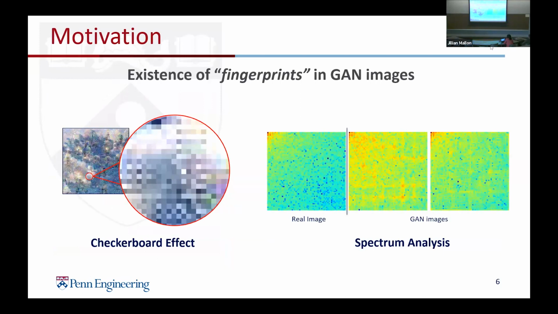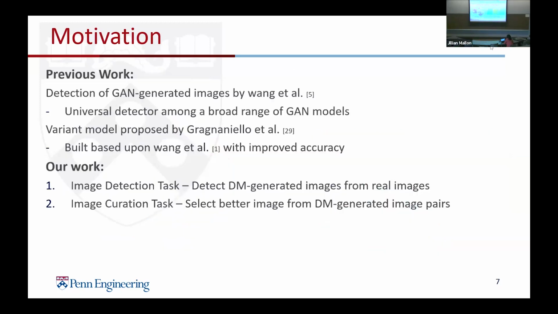And one of the well-known examples is called the checkerboard effect, which is shown on the left. So as you can observe, if we zoom in to part of the GAN-generated images, you can find that it displays a checkerboard pattern of pixel arrangements, which is considered as a spatial artifact in the GAN-generated images. And also, there are some analyses conducted in the spectrum domain, indicating the existence of spectral peaks in the GAN-generated images compared with the real image. So considering all those artifacts existing in the GAN-generated images, many various detectors have been developed with the hope that they can rely on those cues to make the image detection.